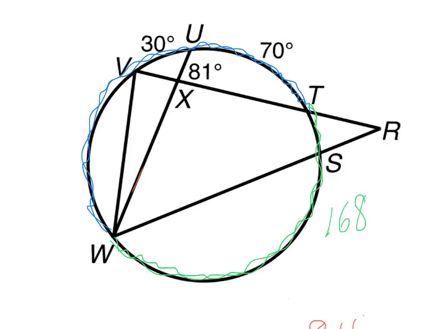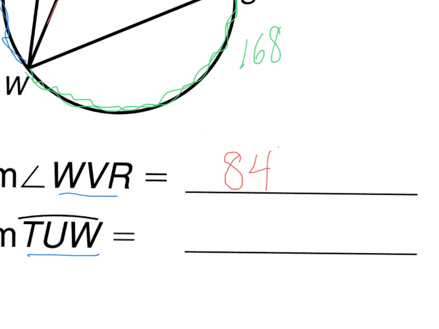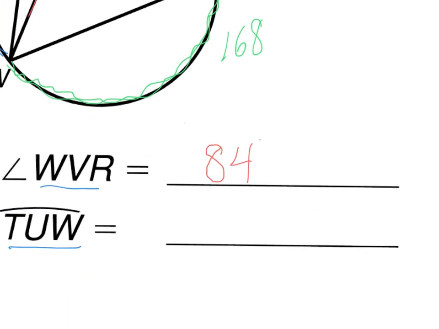Well, at this point, I've traced the entire circle all the way around. So between the blue and the green arc, I've covered 360 degrees. Well, to figure out that blue arc, all I'm going to do is take out that 168, which leaves me with 192 for that arc. So my final answer down here is going to be 192.